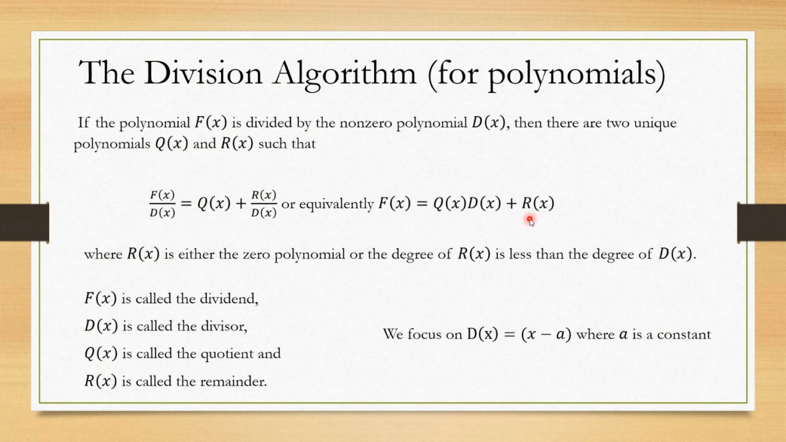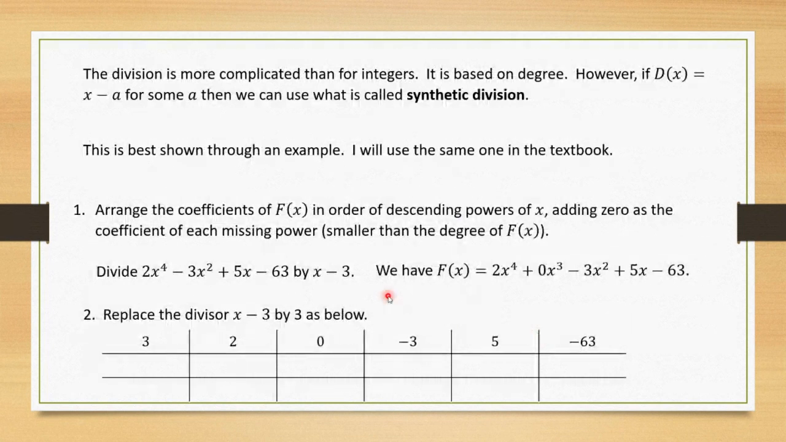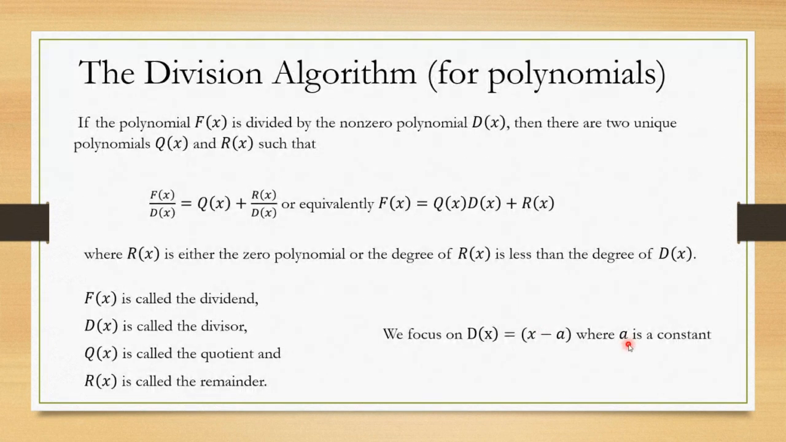What I'm going to focus on, though, is the case when d of x is of this form, x minus a, where a is just a number. In that case, it gets a little bit easier. I mean, the degree of d of x is 1. So it is a little bit easier. And we actually have what's called synthetic division. So we have d of x is x minus a, where a is a constant. A is a number.